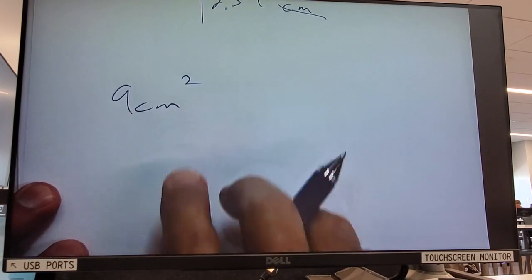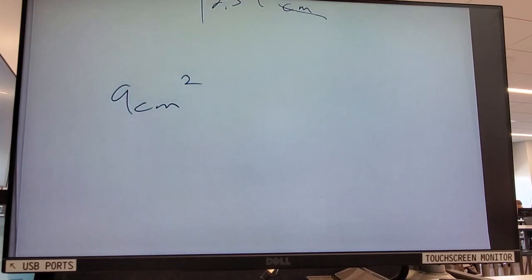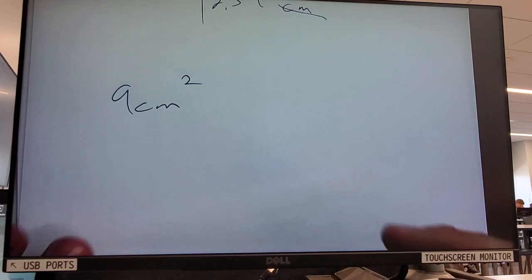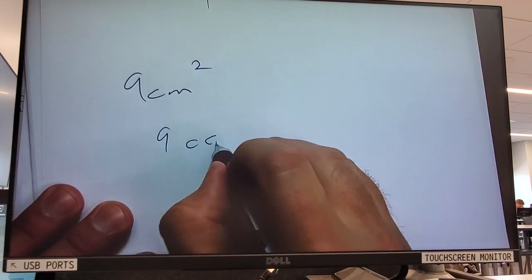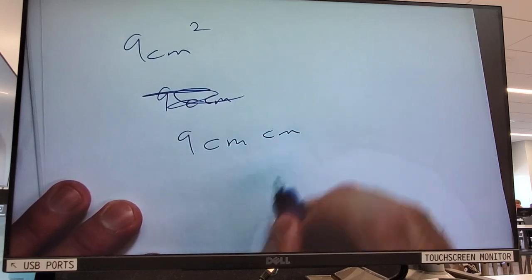How do you get centimeters squared? What do you multiply by itself to get centimeters squared? How do you get x squared? X times x. What do you multiply to get centimeters squared? Centimeters times centimeters, yes? So here's something you can do. You can rewrite this as 9 centimeters times centimeters.